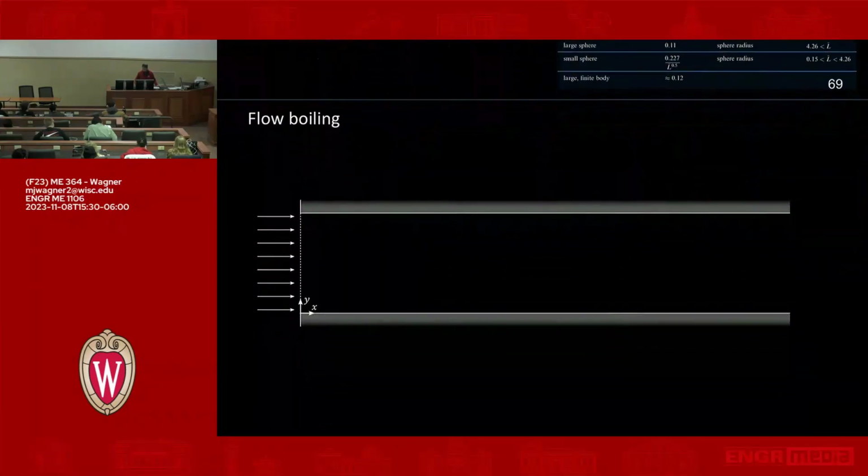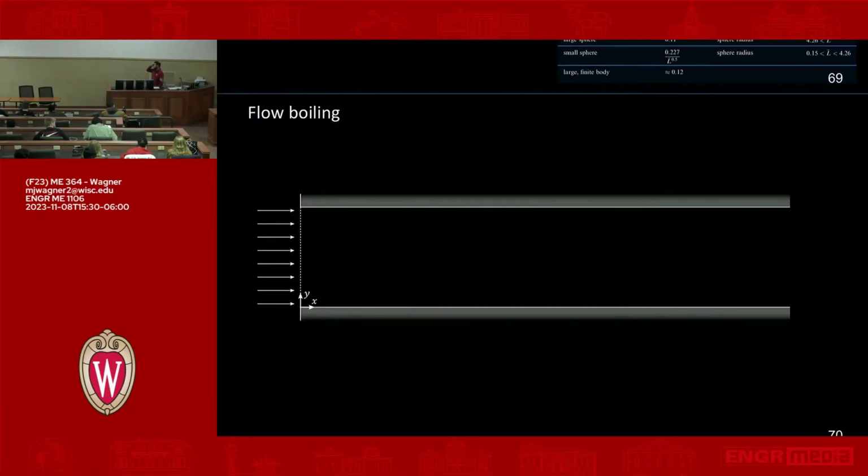All right, so I mentioned there's two kinds of boiling. One is pool boiling. It's just a pot of water sitting there. The only movement is due to natural convection, movement of the bubbles, basically. Flow boiling is when we're forcing liquid through, and then we have both phases moving at the same time.